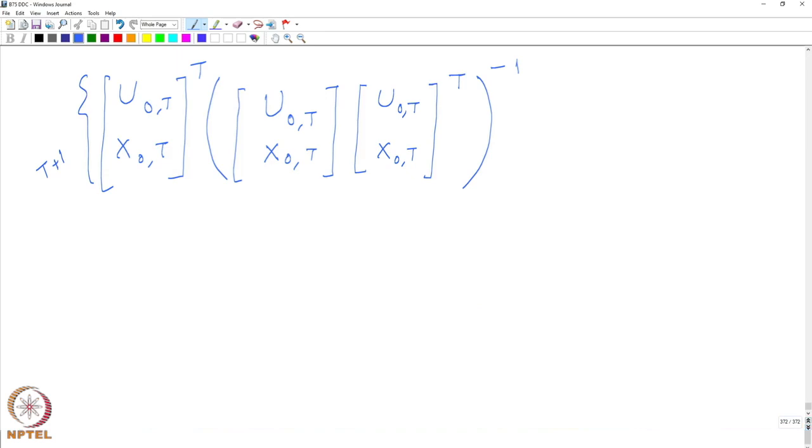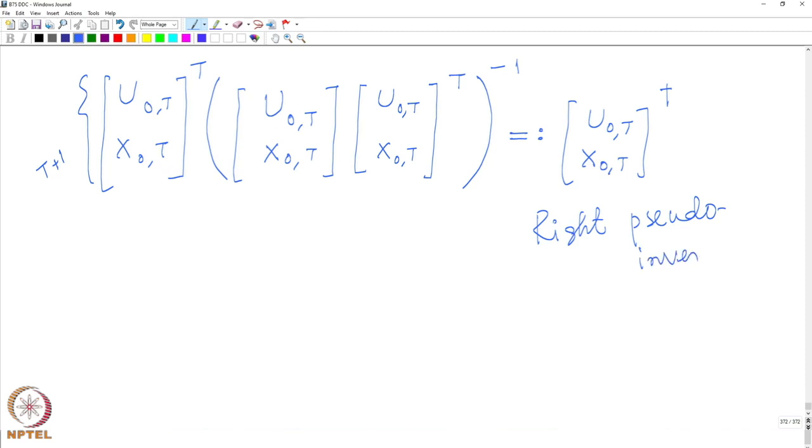Okay. So, I have this matrix, and it is special. This matrix is called u 0 t x 0 t. Its right pseudo inverse, or right Moore-Penrose inverse. When a matrix is full row rank, there are multiple right pseudo inverses, multiple right inverses, but this one is special, because it has certain properties, as we will see soon.